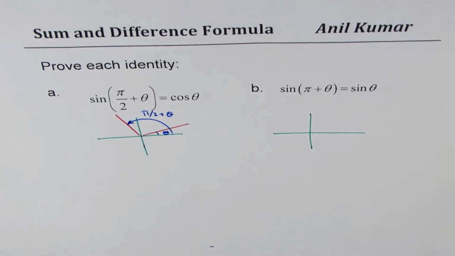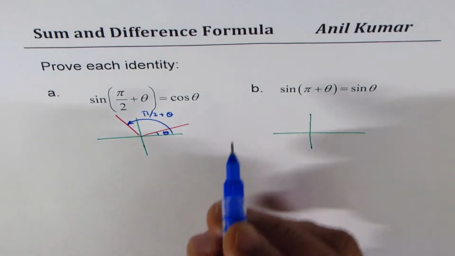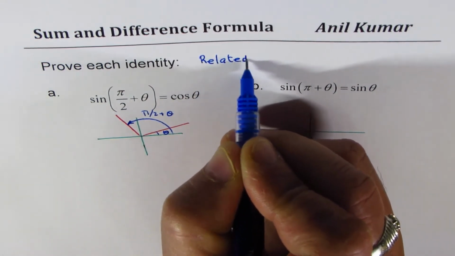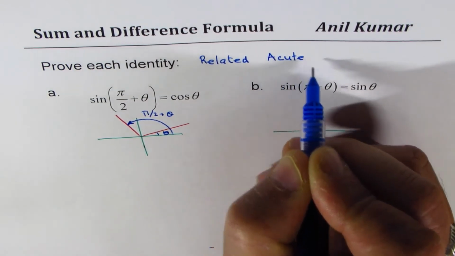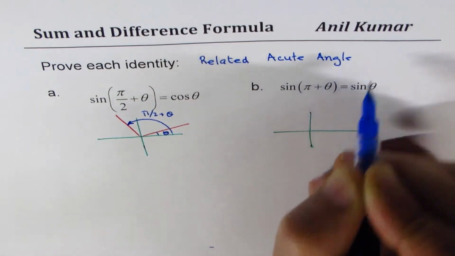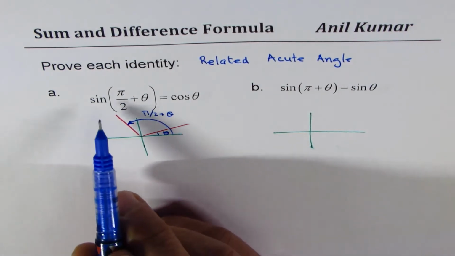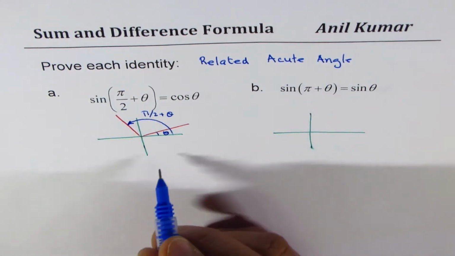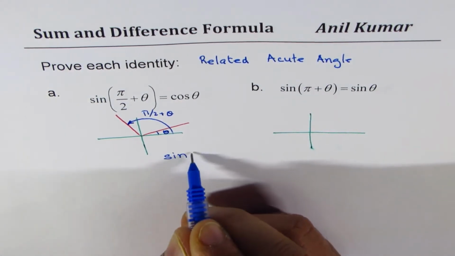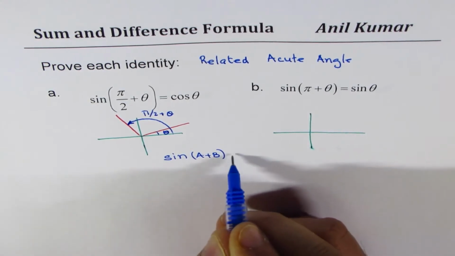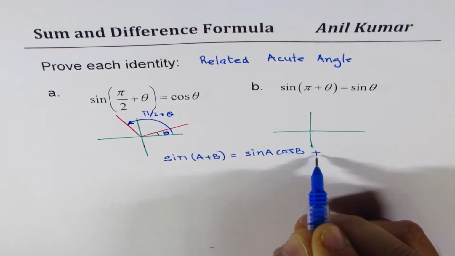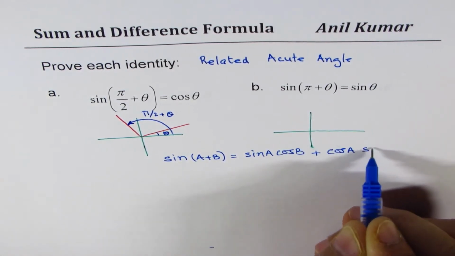These are the identities which we are going to use in solving many questions. Basically, we'll be relating to the related acute angle in each case, right? Okay. Since we are dealing with sine pi by 2 plus theta or sine pi plus theta, the formula will be sine A plus B, which is sine A cos B plus cos A sine B, correct?